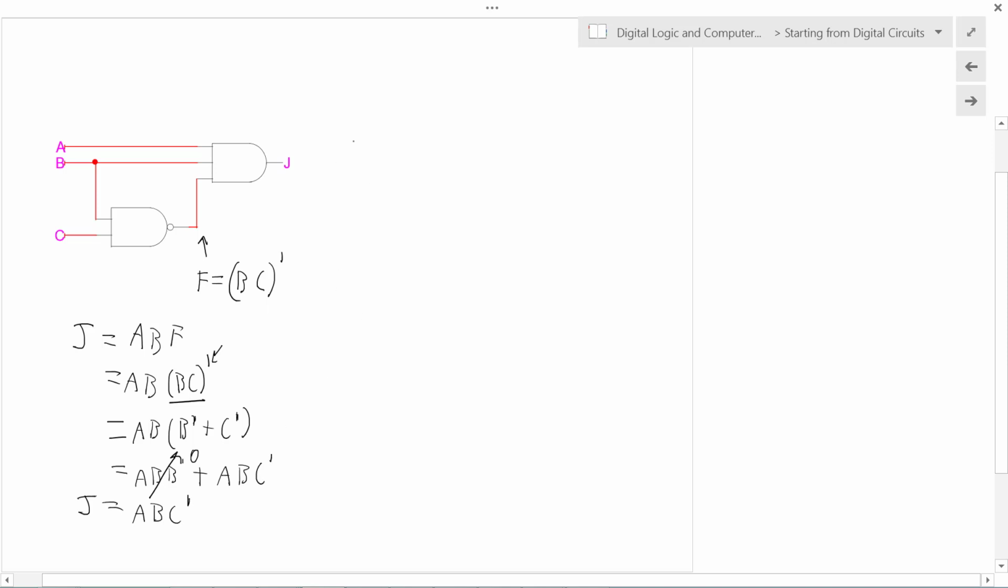Let's draw our truth table. How many input variables we have? We have A, B, C, so we have 3 input variables. And our output variable is J. How many combinations do we have? We have 8, because 2 to the power of 3 is 8. So let's list them all.